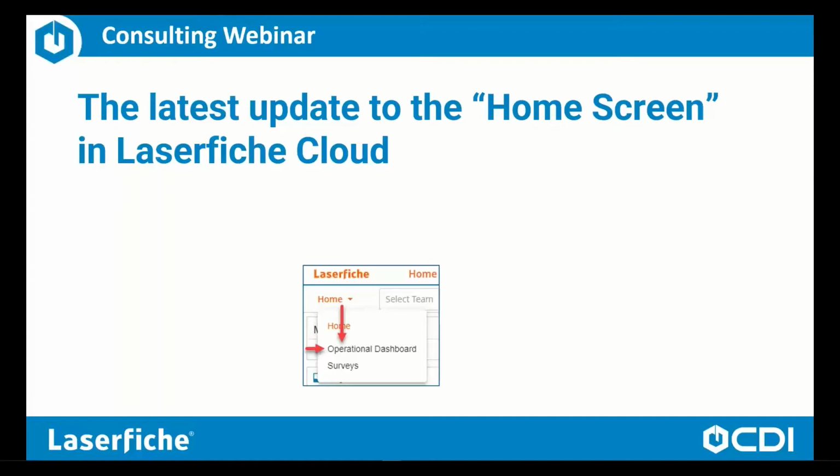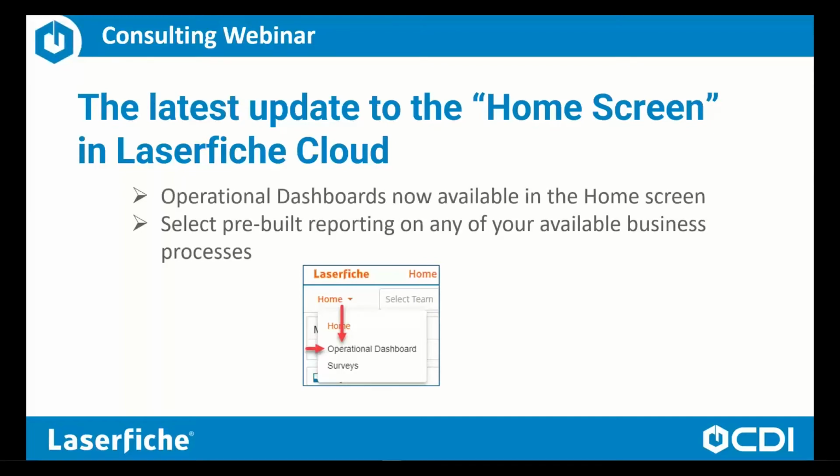The latest update in the Laserfiche home screen is the operational dashboard. This dashboard is now available in the home screen. If you select Home in the top left corner, you can select Operational Dashboards. And this dashboard contains pre-built reporting on any of your available business processes.